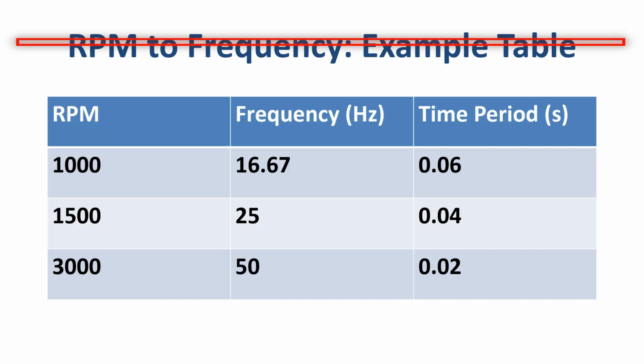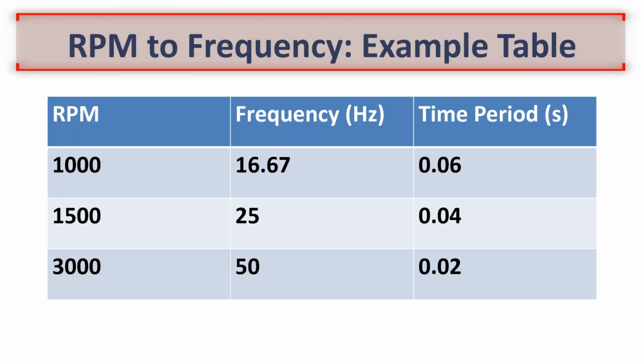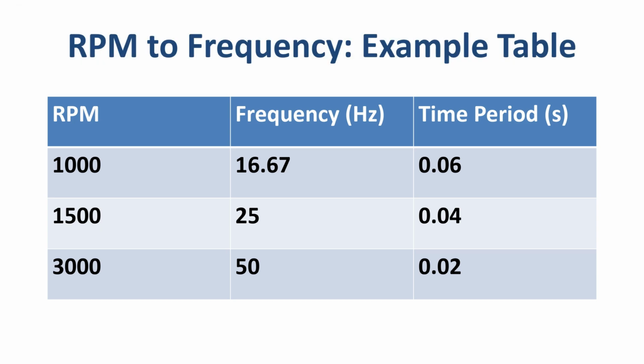Here I'm showing you one table. Let's say your machine is running at 1000 RPM, then what will be its frequency and how can you calculate the time period? Let's take the first example, 1000 RPM. To calculate the frequency, simply divide by 60. So 1000 is my RPM, divided by 60, I will get the result in hertz. 1000 divided by 60, how much will it be? It will be 16.67 hertz.